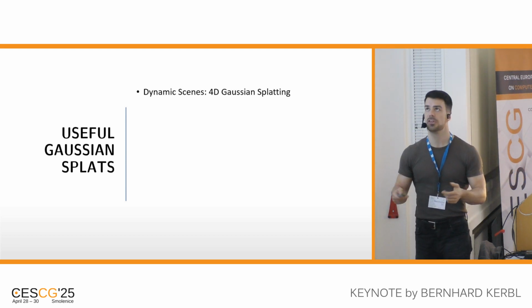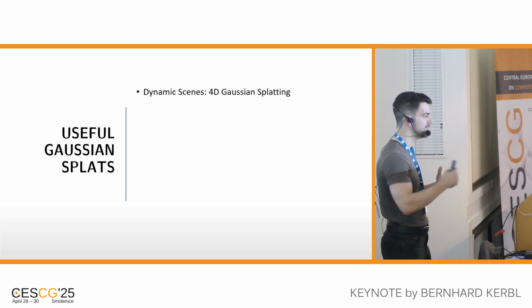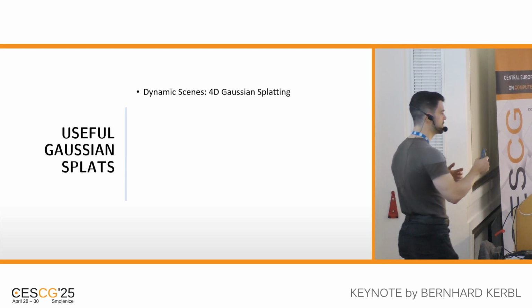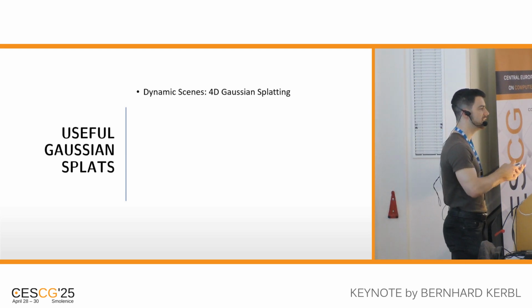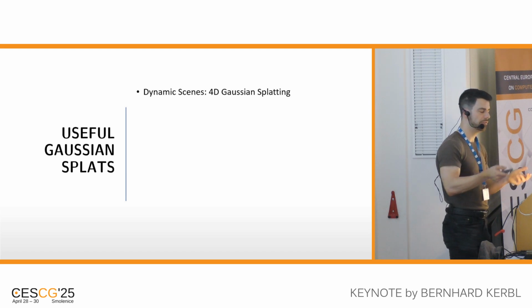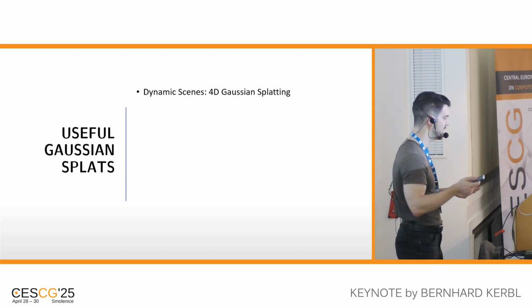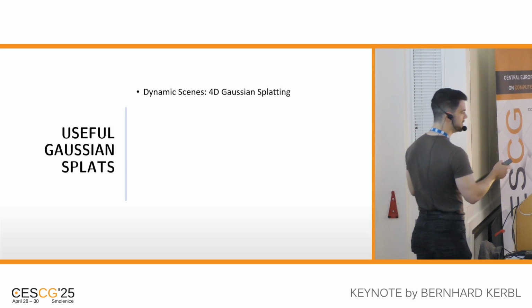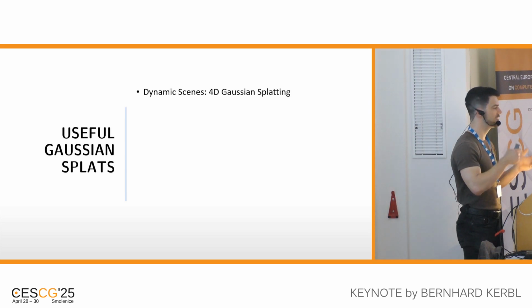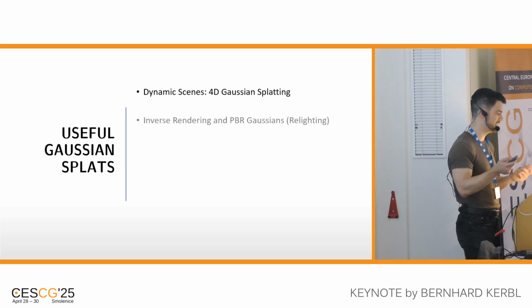So we can also have 4D Gaussian splatting. We're basically just extending those 3D Gaussians with an additional attribute that gives their position, or their scale, or their opacity as a function of time. And now you have the ability to actually do dynamic scenes, sequences and videos instead of still scenes.